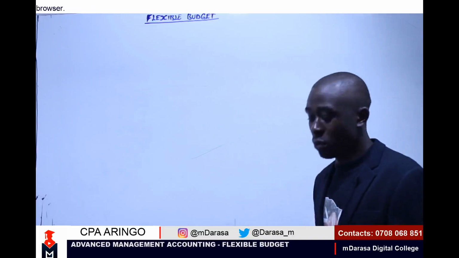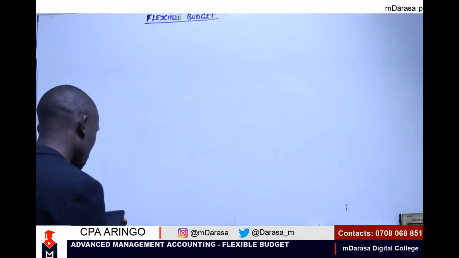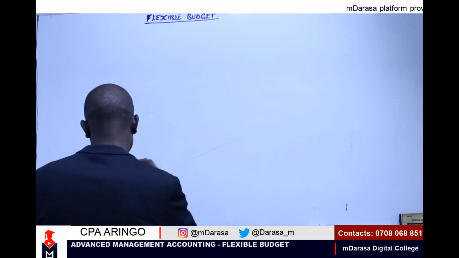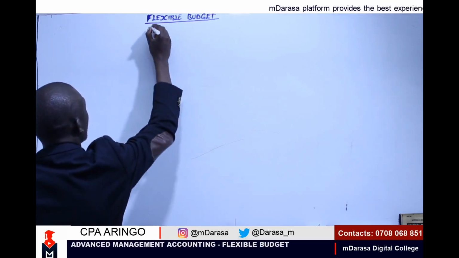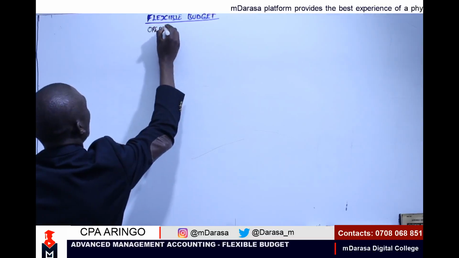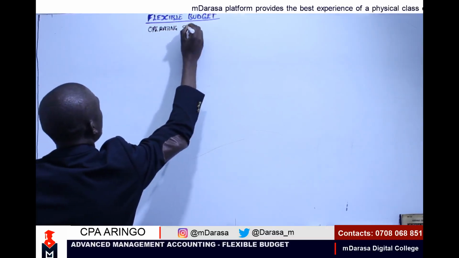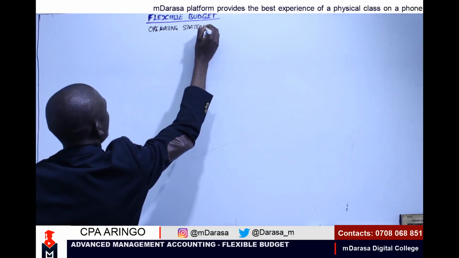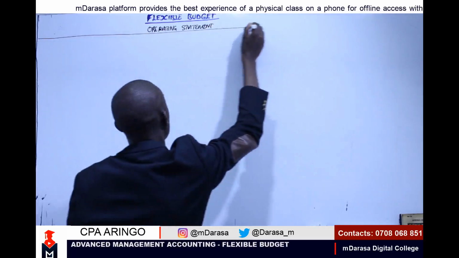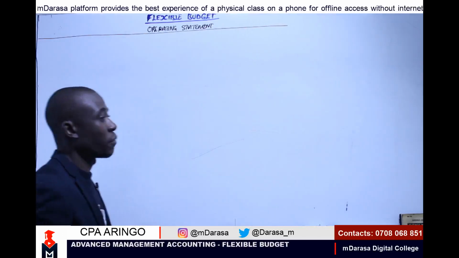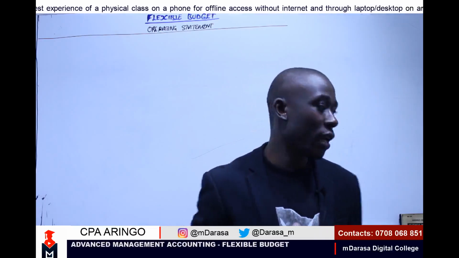So looking at a flexible budget question, we need to redraft our operating statement. The examiner wanted us to redraft our operating statement. And before we redraft it, remember, first thing first, I must determine our flexing ratio.